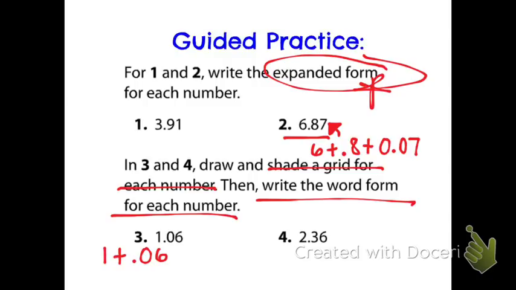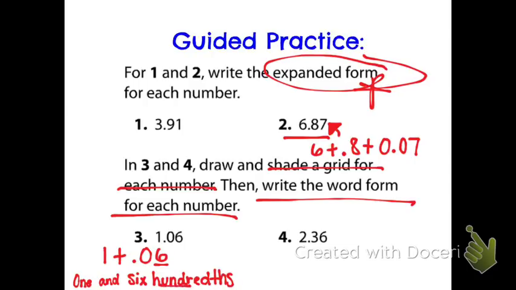Well, now I need to write it in word form. So I have to write it as 1 and, remember the decimal has to be written as the word and, 1 and 6, whatever place value that digit is in, which would be hundredths. So I would write it as 1 and 6 hundredths.